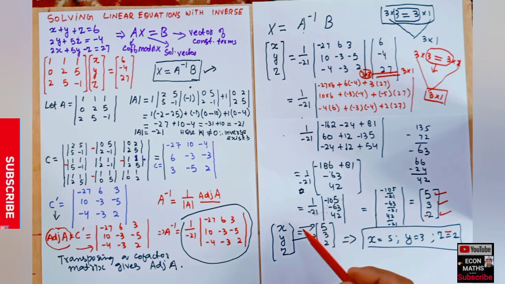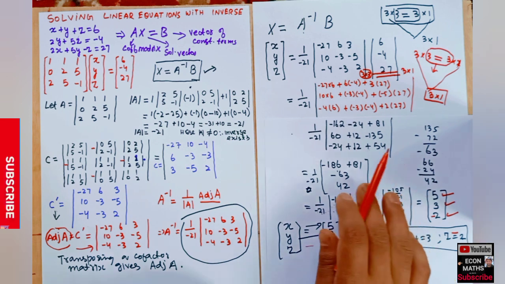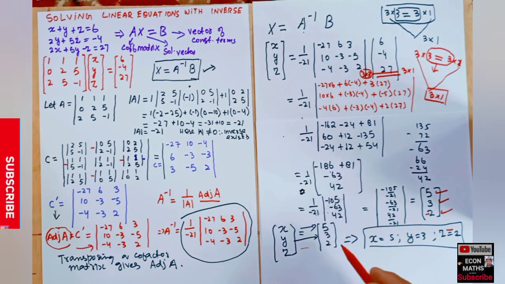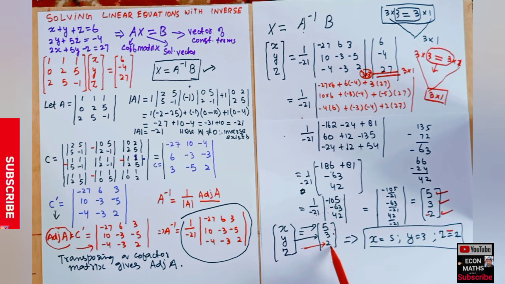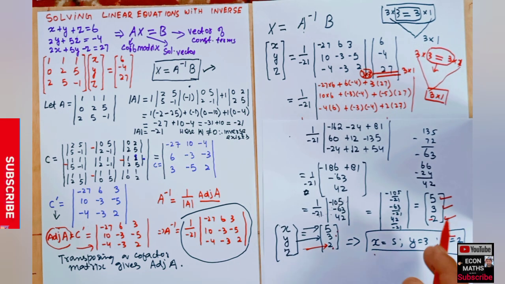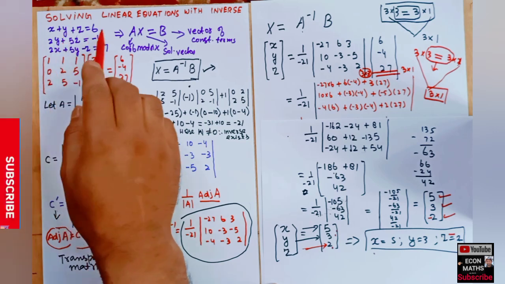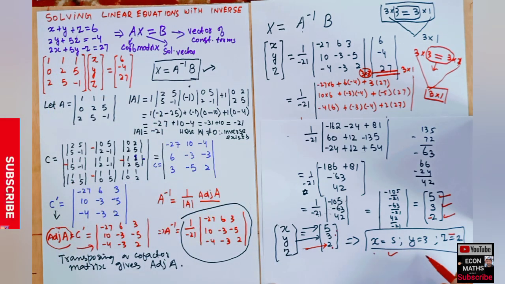Now the solution is x is equal to 5, y is equal to 3 and z is equal to minus 2. These are the corresponding elements here also. This x corresponds to this 5, this y corresponds to this 3 and this z corresponds to this minus 2. So the solution of this system of linear equations is x is equal to 5, y is equal to 3 and z is equal to minus 2.